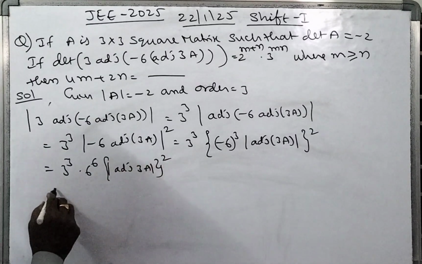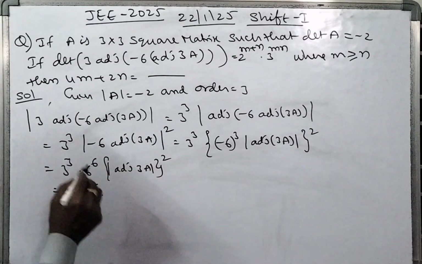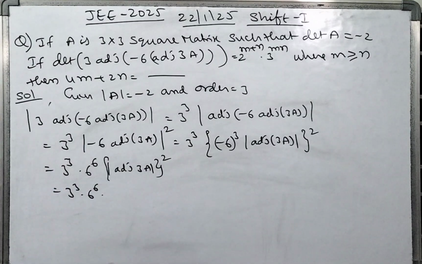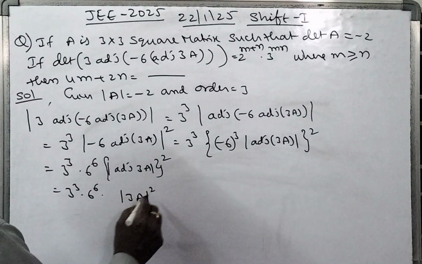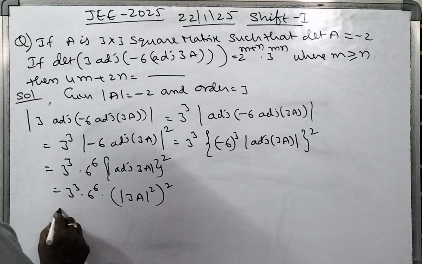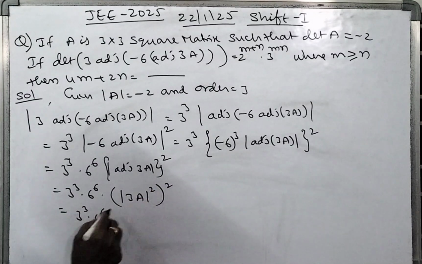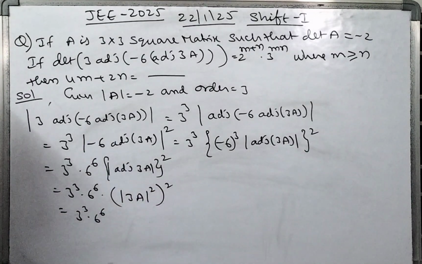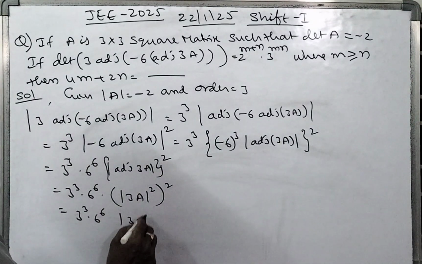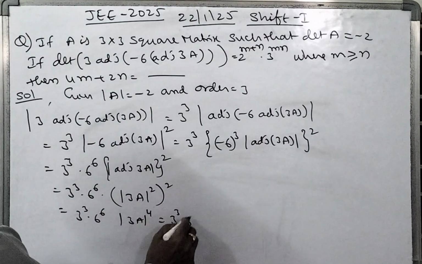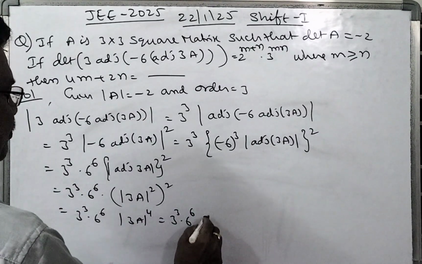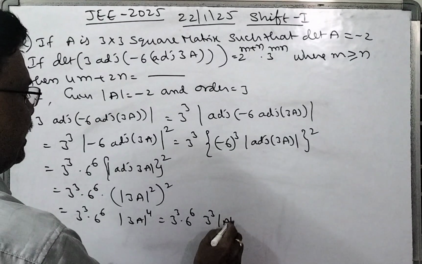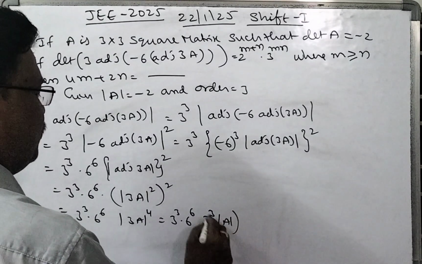Now this is equal to 3 to the power of 3, 6 to the power of 6, the determinant of adjoint, again det A whole to the power of n minus 1. So determinant of 3A whole square. Now this is 3 cube into 6 power 6 into the determinant of 3A whole to the power of 4. Using the determinant of kA is k power n into det A, this is 3 cube into det A whole to the power of 4.